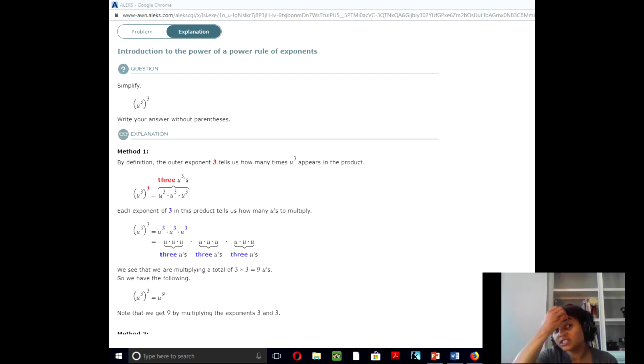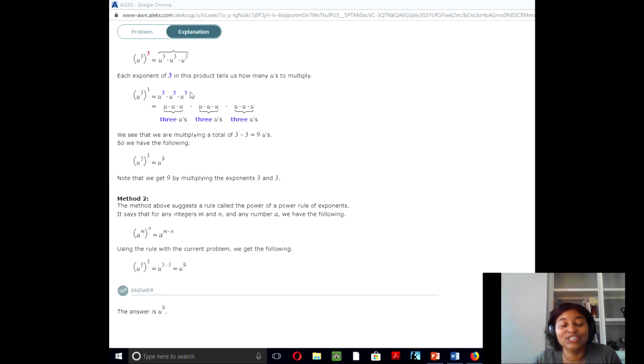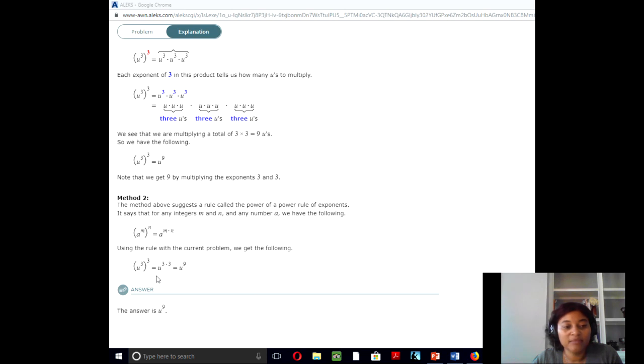Okay, this problem wants us to write the answer without using the parentheses. So here the problem is (u with an exponent 3) with an exponent of 3. They go through a lot of steps here, and you can definitely use all of those steps, but you could simply just say 3 times 3 equals 9 and just put u with an exponent of 9, and you can see your response here. They also show you this way at the bottom. They just wrote u to the 3 times 3 equals u with an exponent of 9.